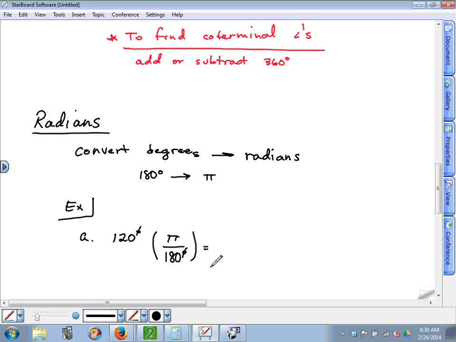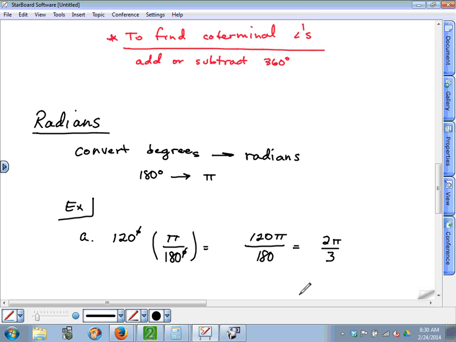If we're going from radians to degrees, it's 180 over pi. So if you multiply straight across, you get 120 pi over 180. And then you simplify, you leave pi alone, but you simplify the fraction. 120 over 180 is 12 over 18, which is 6 over 9, which is 2 over 3. So this is 2 pi over 3. So 120 degrees is the same as 2 pi over 3.